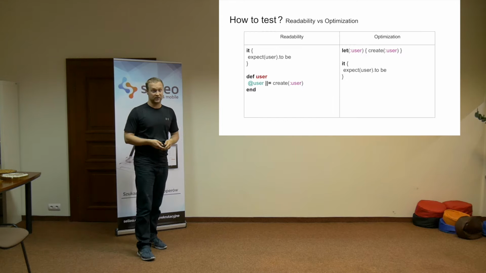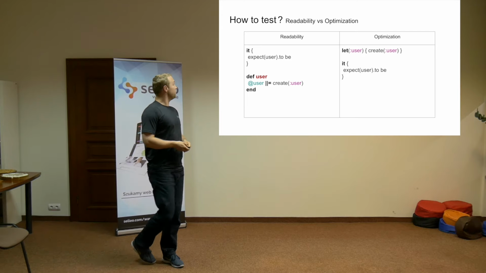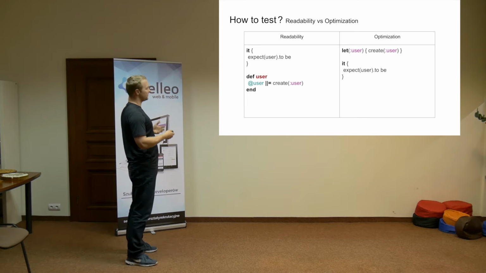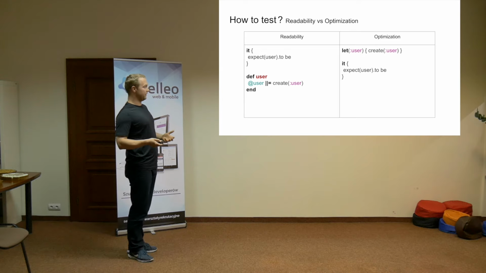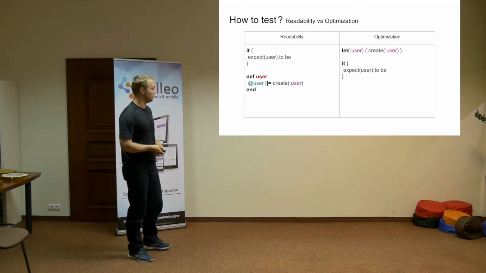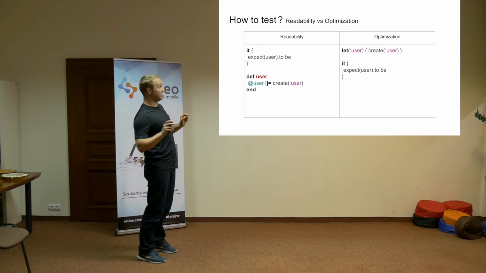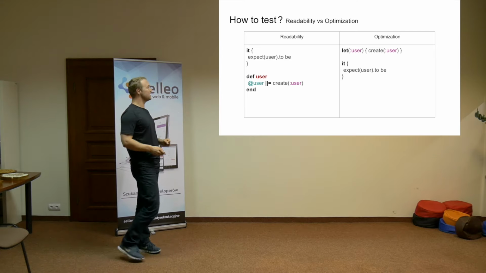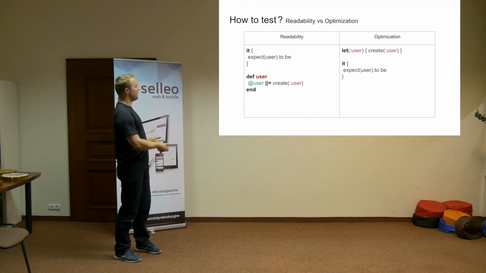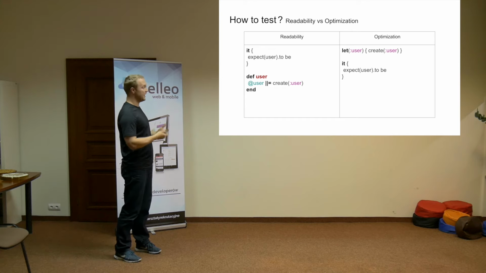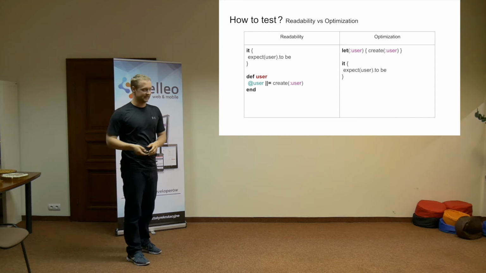But let's show some simple comparison. For example, over here, it's just providing some data for a spec, I mean, for an example. So if we go for optimization, we can just use let. It's a one-liner. So cool, we love one-liners. And within the actual example, we can just use it by its name, just to check if it exists, right?